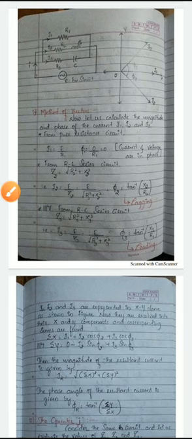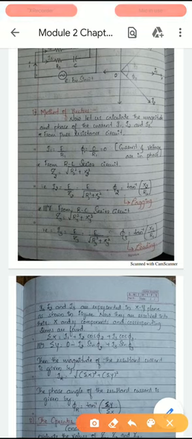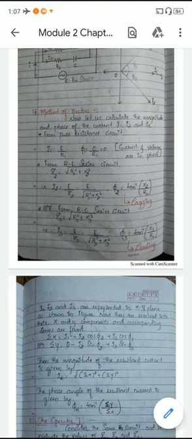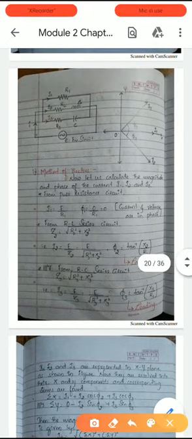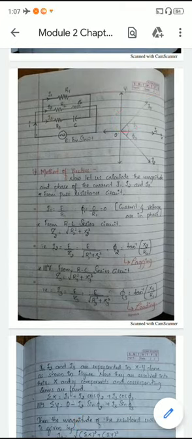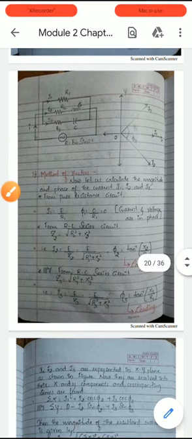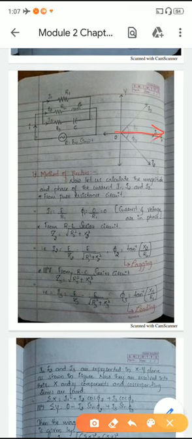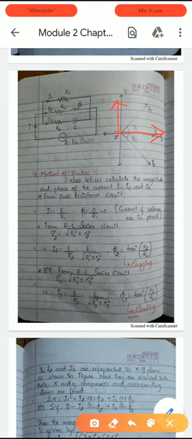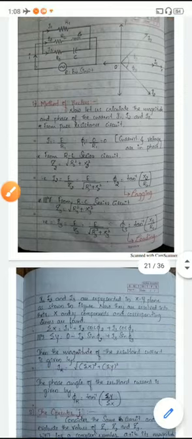If you resolve that into x and y components, you will get the x component like this and the y component like this. Here it is along the positive x-axis, hence the value will be positive, that is I2 cos phi. Similarly I3 is here. If you resolve that into x and y components, you will get the resolved vectors like this. This vector is I3 cos phi, and as it is along the positive x-axis, we need to take it as positive.